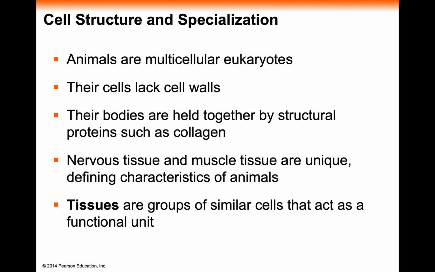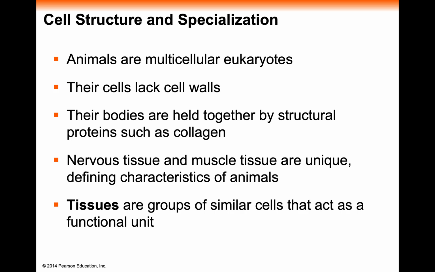They lack cell walls. Again, cell walls, we learned, are made out of a couple different materials depending on which kingdom you're talking about. When we look at animals, they do not have cell walls. Now, one thing you need to be careful about is that we talk about cellulose being the cell walls of plants, right? Well, there are some animals that do produce cellulose, not many though. So you can't say they don't make cellulose because there is that exception there. Their bodies are held together by structural proteins such as collagen. A structural protein is a pretty general term, not that specific, but they have something that holds them together.